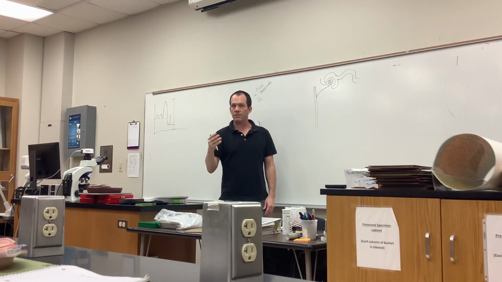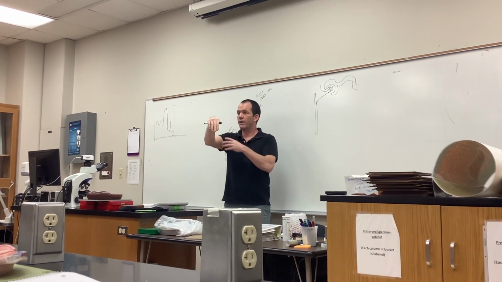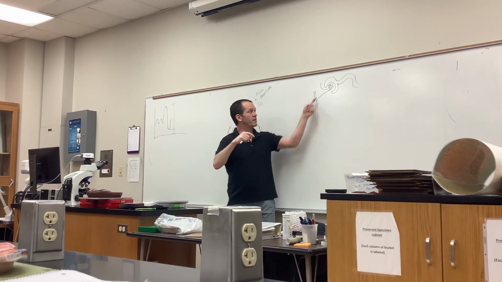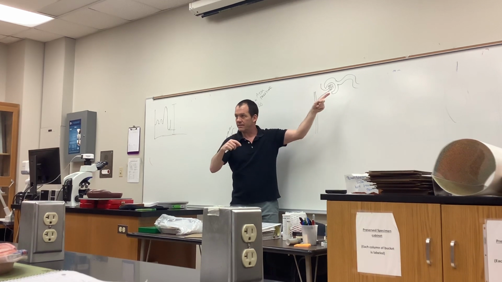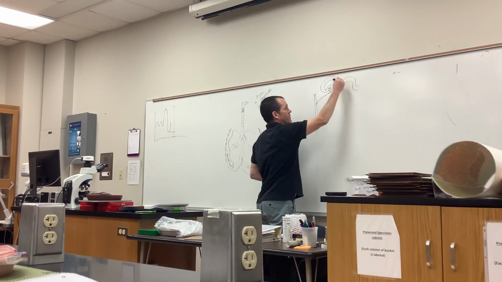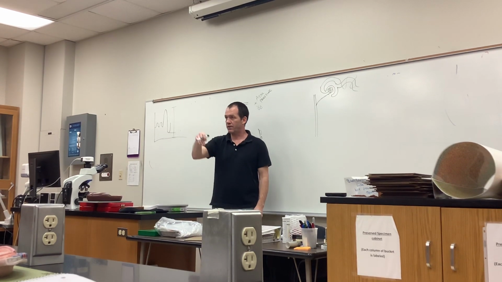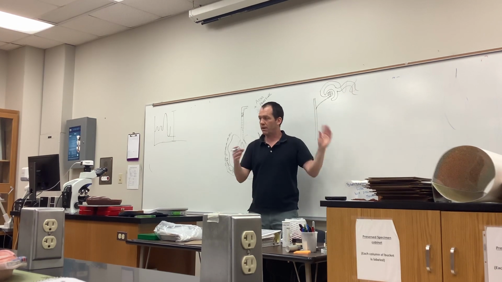Efferent, right? Now most of the time, arterioles go into a capillary bed and leave as a venule, right? But we go arteriole, capillary bed, arteriole. And the reason is because we're going to go into some more capillary beds. So it goes arteriole, capillary bed, arteriole, capillary bed. These guys are called peritubular capillaries, or around the tubes.